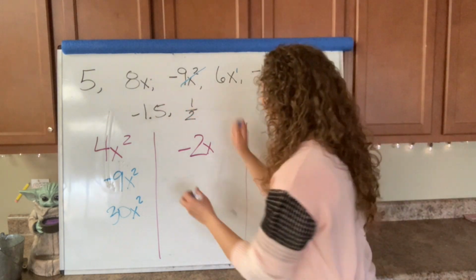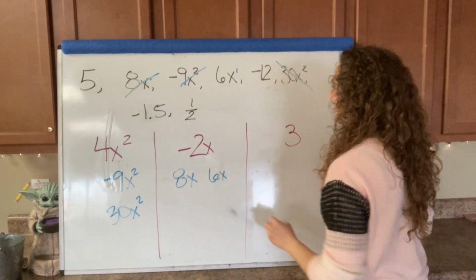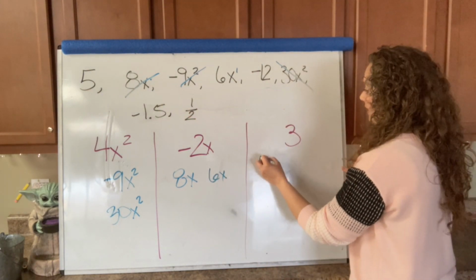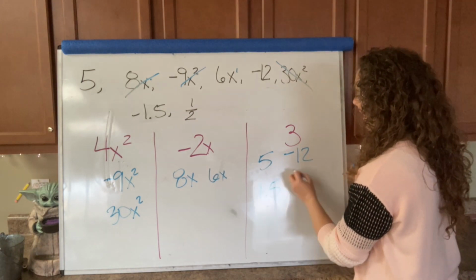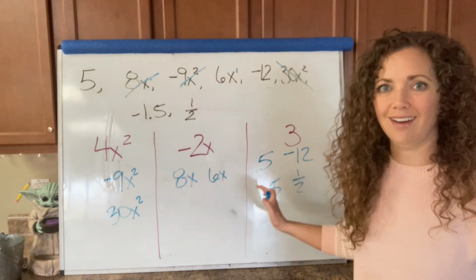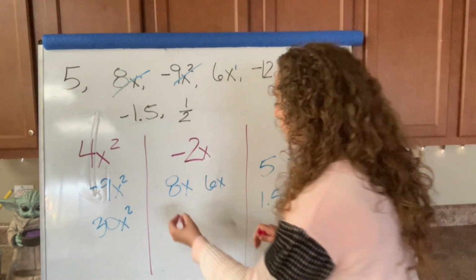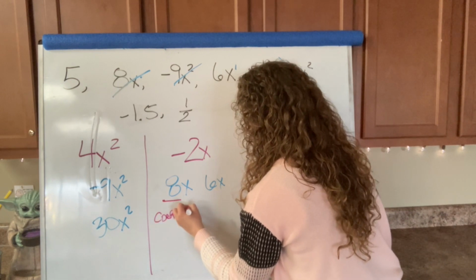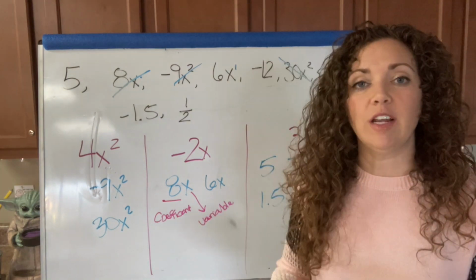So we have the 8x that can go here, 6x can go in this box, and then these are like the 3. And they're actually called constants because they don't have a variable. So if something does not have a variable, it is called a constant. This here is a coefficient and this is a variable. And a variable can be any letter.